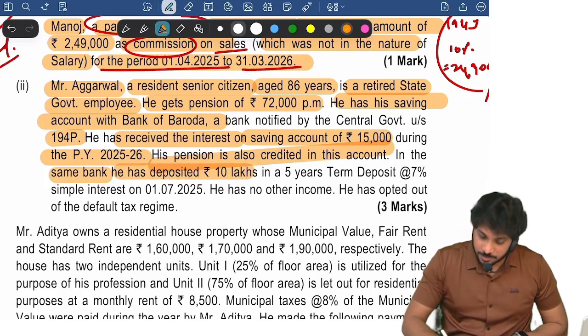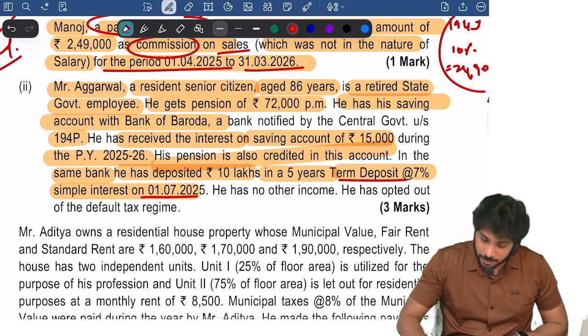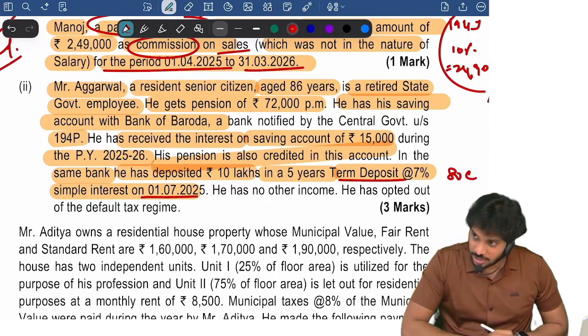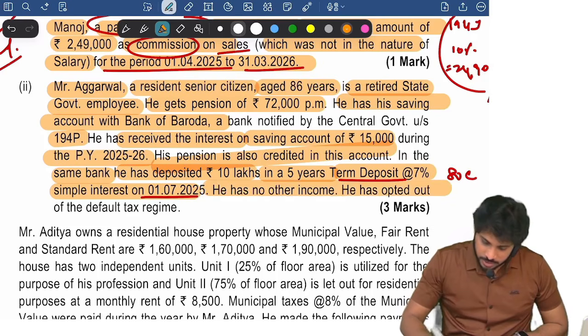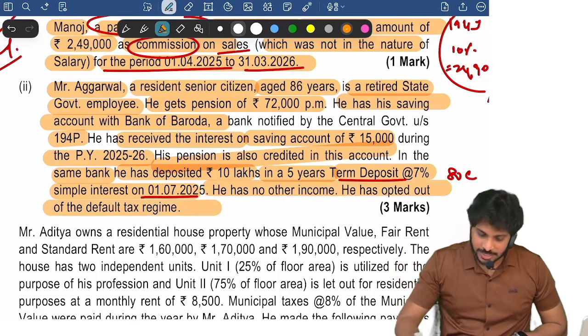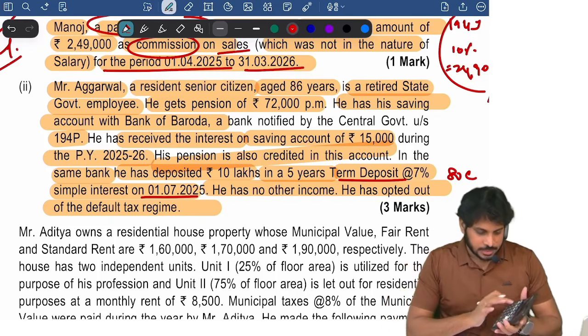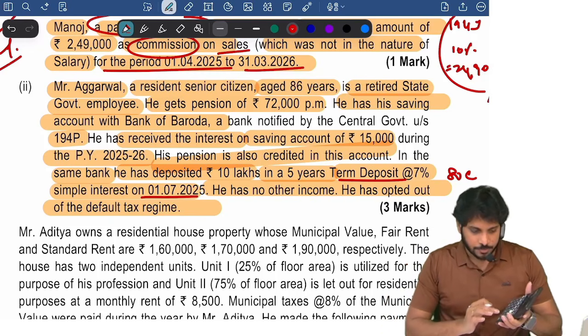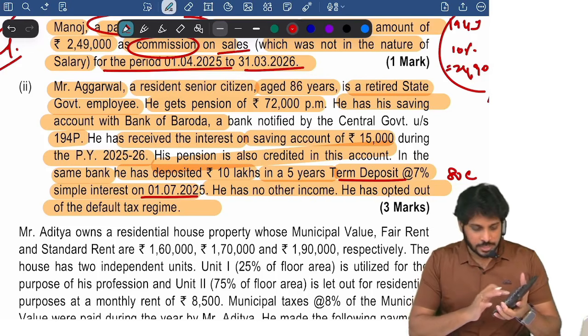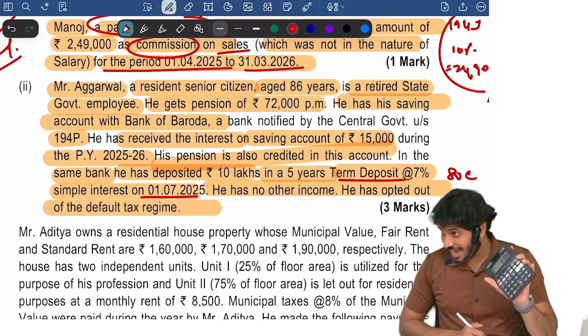In the same bank, he has deposited 10 lakhs in a 5-year term deposit at 7% simple interest on 1st July, which is important for 80C calculation. Yes or no? He has no other income. He has opted out of the optional tax regime. Fine. 72,000 into 12 months, 8,64,000, minus 50,000 standard deduction.